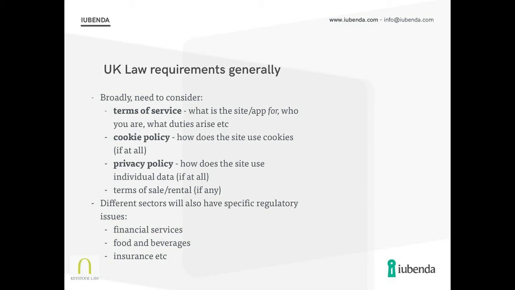So, for example, if you're providing financial services, obviously there's regulation by the relevant financial authority. Food and beverages, insurance, other things, cosmetics, medicines, etc. They will all have additional regulations that will need to be considered about what information has to be provided. And I think just looking back, essentially what all of these are about is providing information, sufficient information to comply with the relevant law and regulation to the people using your website or your app.